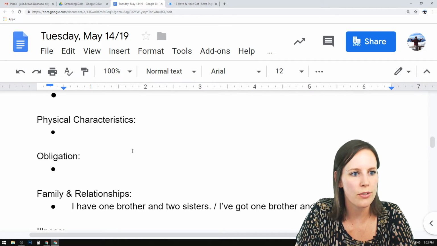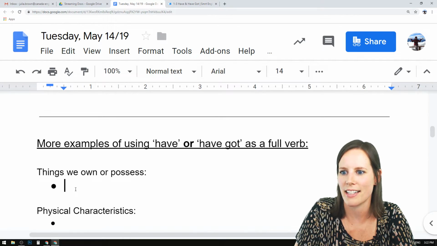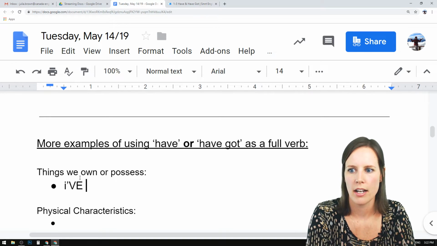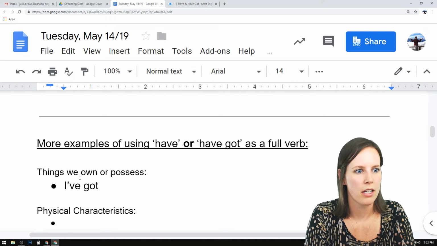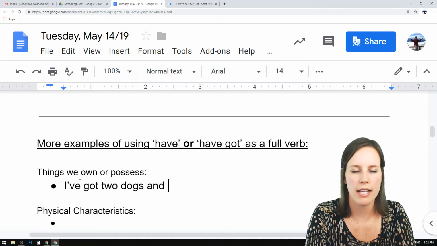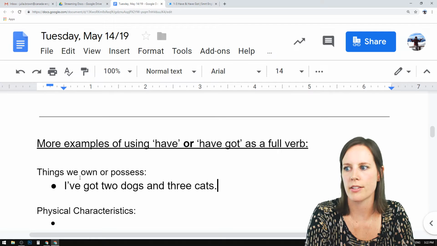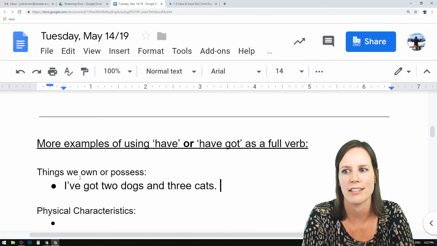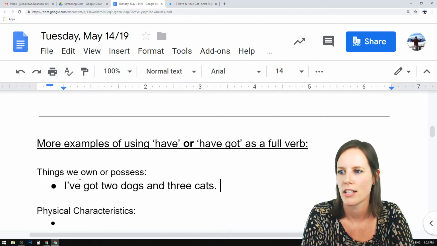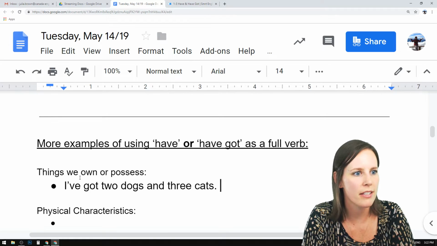I have got 2 dogs and 3 cats. Jacqueline, thank you. So we'll put that here. Ooh, capital. I've got 2 dogs and 3 cats. So I changed your I have to I've because, like I said, it's much more common to contract when you're using have got. I've got 2 dogs and 3 cats.